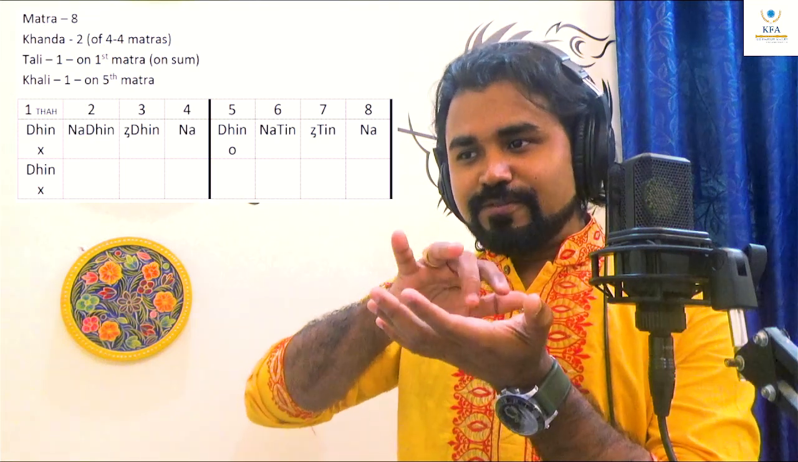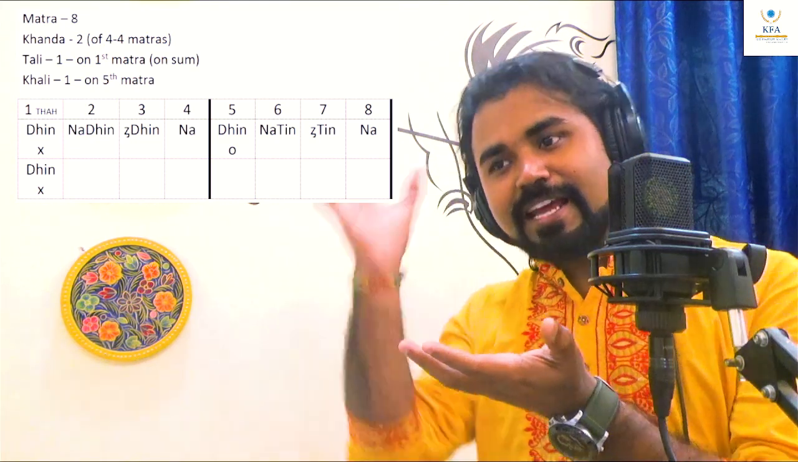So, on the screen, you can see the picture of Bhajani Theka. First of all, it is 8 matra. 1, 2, 3, 4, 5, 6, 7, 8. This is 8 matra. Tali is on 1. Tali is the first matra and the fifth matra is a khali.